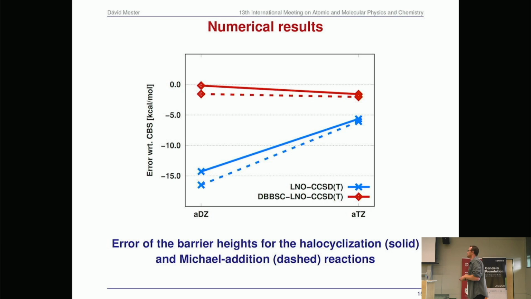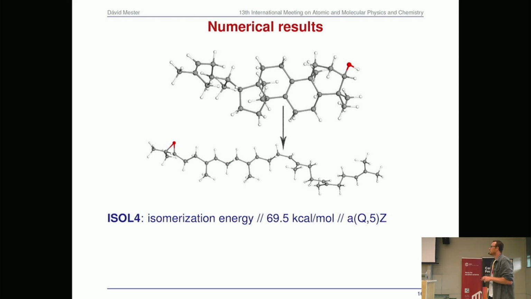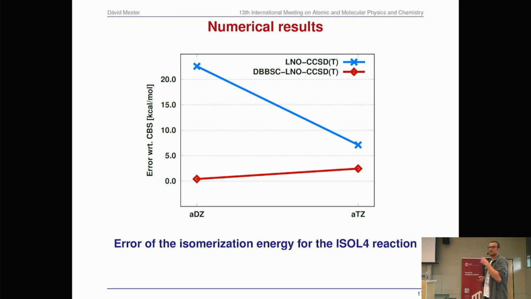Only one drawback can be mentioned, that here the errors do not decrease monotonically with increasing basis set size, but the performance is still impressive. We calculated the isomerization energy for the ISOL4 system. The results are very similar. The error drops to nearly 0 kilocalorie per mole with the double zeta basis sets, while good results are obtained for the triple zeta basis sets too.